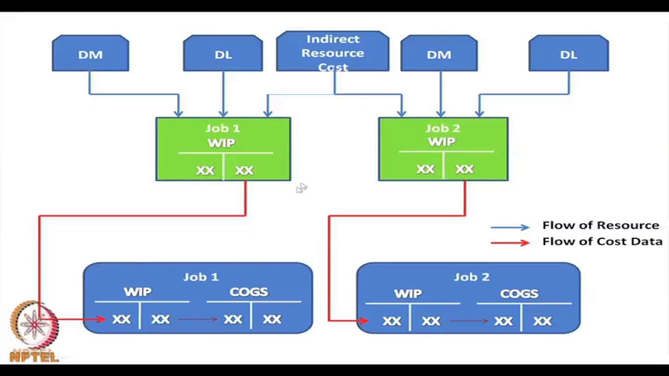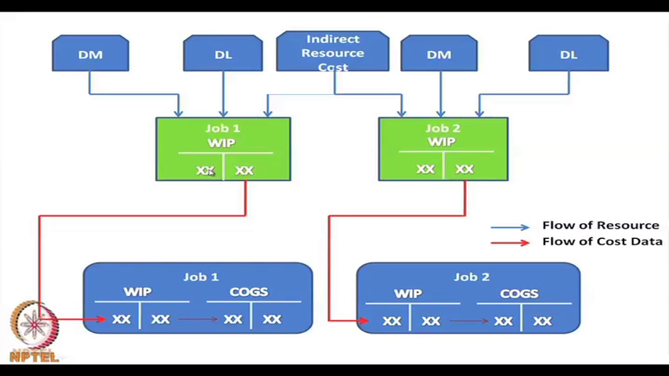Now, when the job is in progress, this is called work in process, and job 2 work in process. So, as material is used up, labor is deployed, indirect resource is deployed, work in process rises. That means, the debit side of work in process rises. These are assets. Therefore, the debit side increases as this and this increases, or this and this increases.